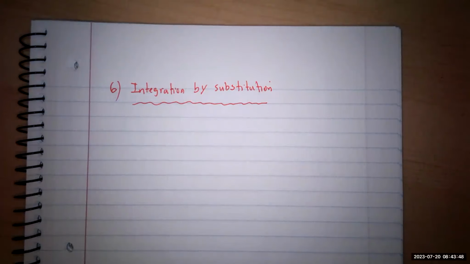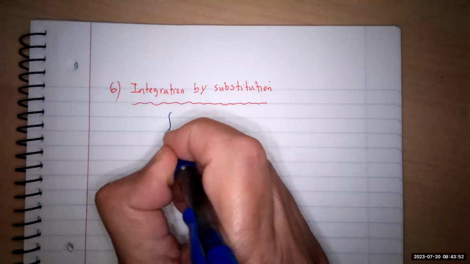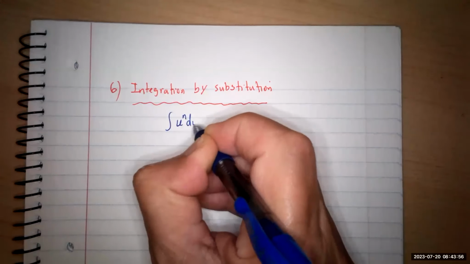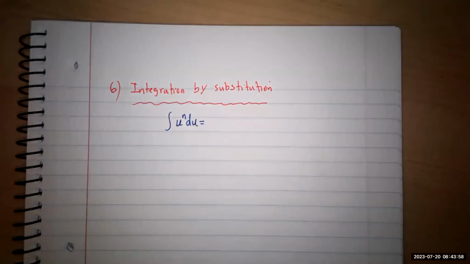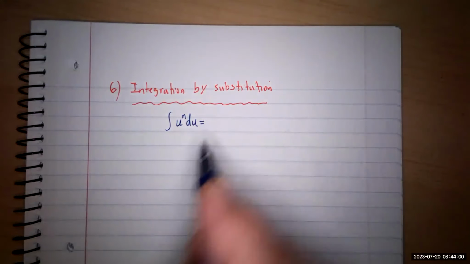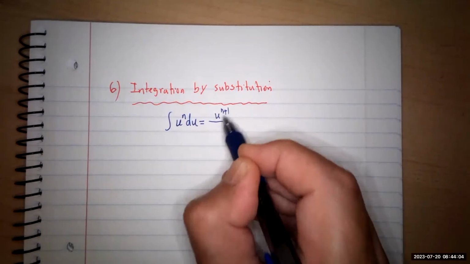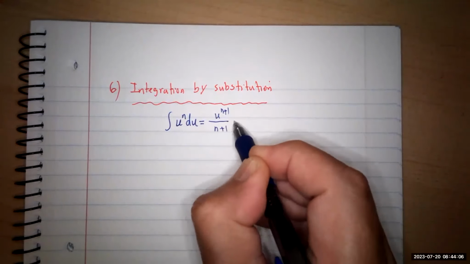It is going to be a function. There's going to be a parenthesis, something we call u. So this is the formula that we're going to use. The integral of u to the n du is, like when you find the derivative of u to the n, simply u to the n plus 1 over n plus 1, plus a constant c.